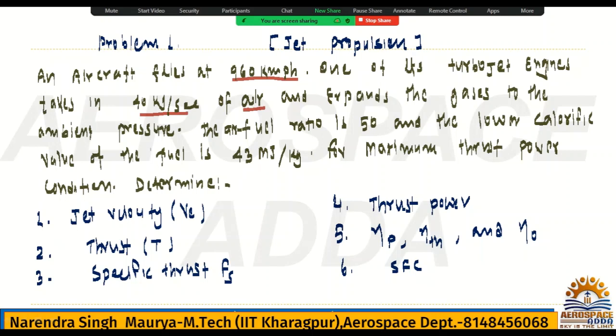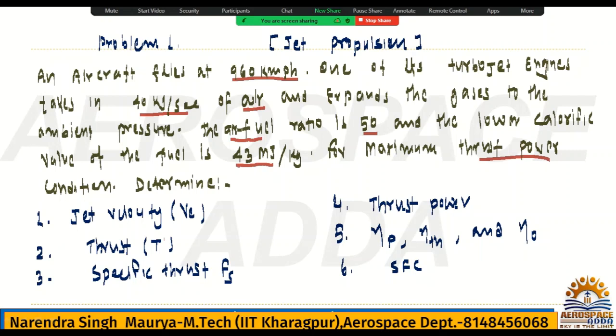So wording is very important, and many times I have explained this statement. Like fully expansion, optimum expansion, or expands the gases to the atmospheric condition or to ambient pressure condition. So these are the different statements. The meaning will be the same: PE is equal to PA. Okay. The air fuel ratio is given as 50. The lower calorific value of the fuel, which is nothing but HV, heat value, or CV, it is also called HV or CV, I told you. For maximum thrust power condition, determine these values.